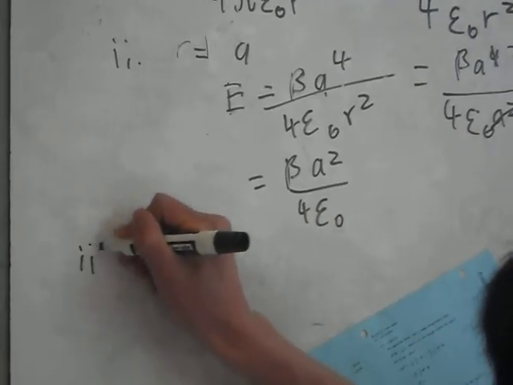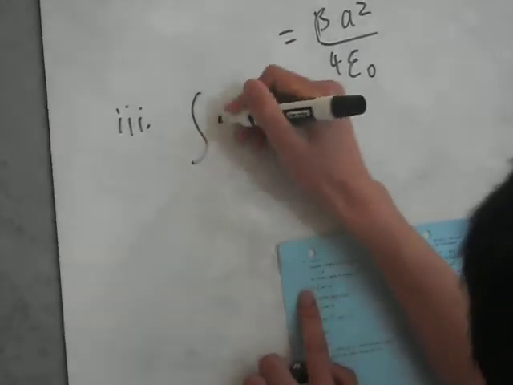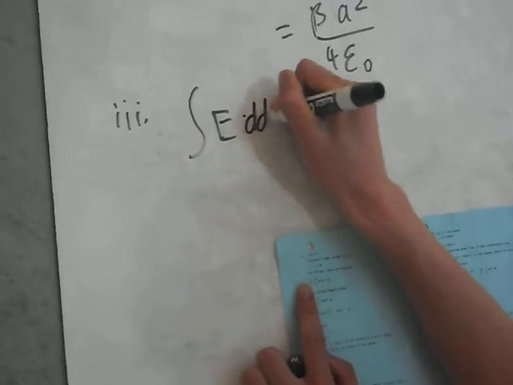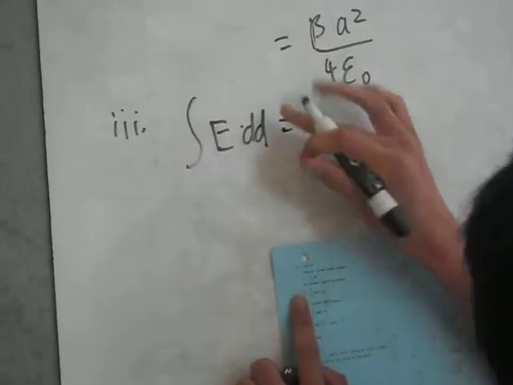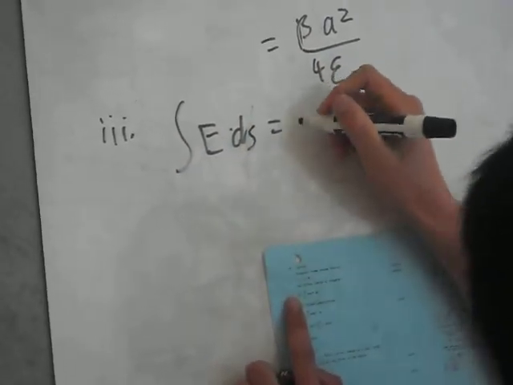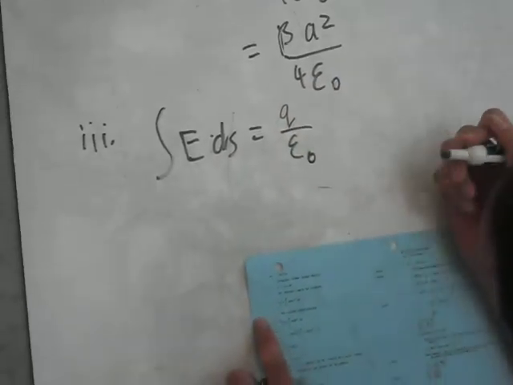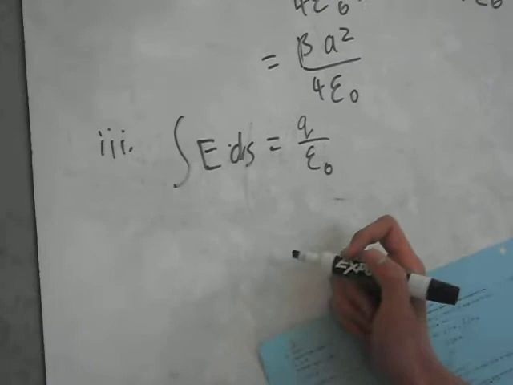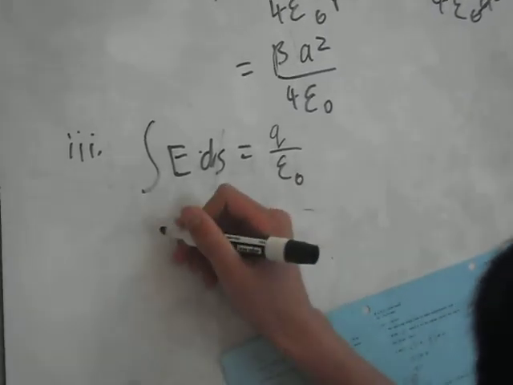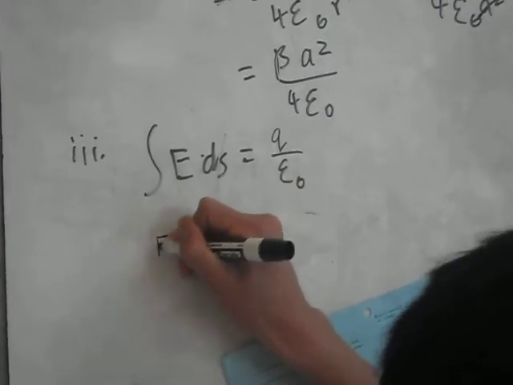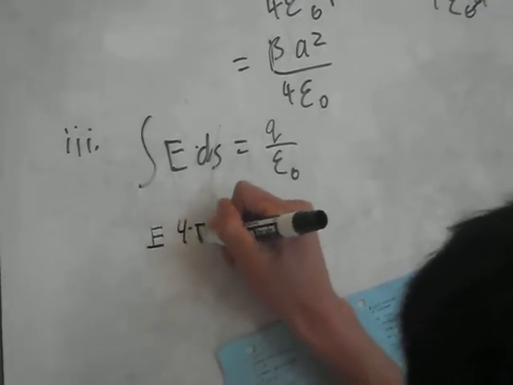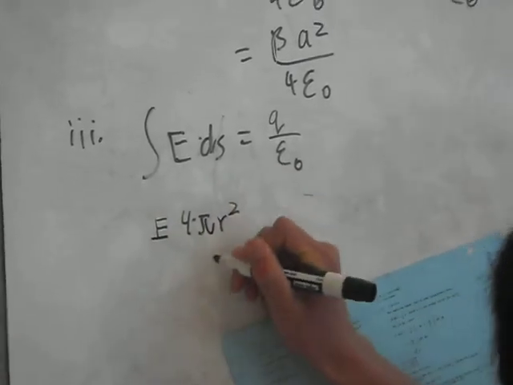Alright, and then for part 3, it's within the sphere, so now you have to use Gauss's law. You just do the integral of E dot dS is equal to Q over epsilon naught. And since it's a sphere, E dS is equal to E times 4 pi r squared.